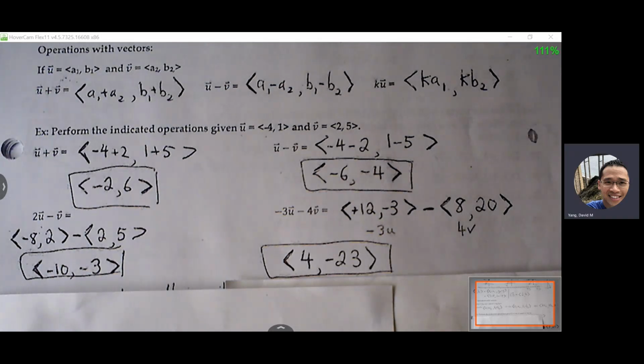So if I distribute the negative 3 through my vector u, I get negative 3 times negative 4, that's positive 12. And then negative 3 times 1, it's negative 3. So there is the result of my negative 3u. I just took care of the 4 for the second one, so 4v. So 4 times 2 is 8, 4 times 5 is 20. And I just left that negative there and decided that I was going to wait till the end to finish it off. So 12 minus 8 is 4, negative 3 minus 20 is negative 23. Questions there?